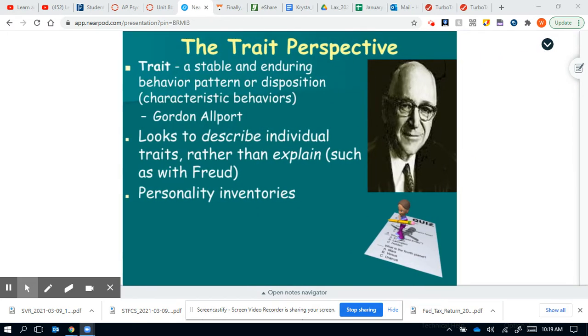All right, so last two classes, we've been talking about the psychoanalytic perspective on personality, the idea that our personality is influenced by unconscious factors, by things that happen to us in childhood that kind of come and affect us for the rest of our lives.